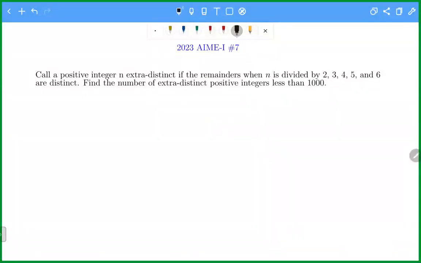Call a positive integer n extra distinct if the remainders when n is divided by 2, 3, 4, 5, and 6 are distinct. Find the number of extra distinct positive integers less than 1000.